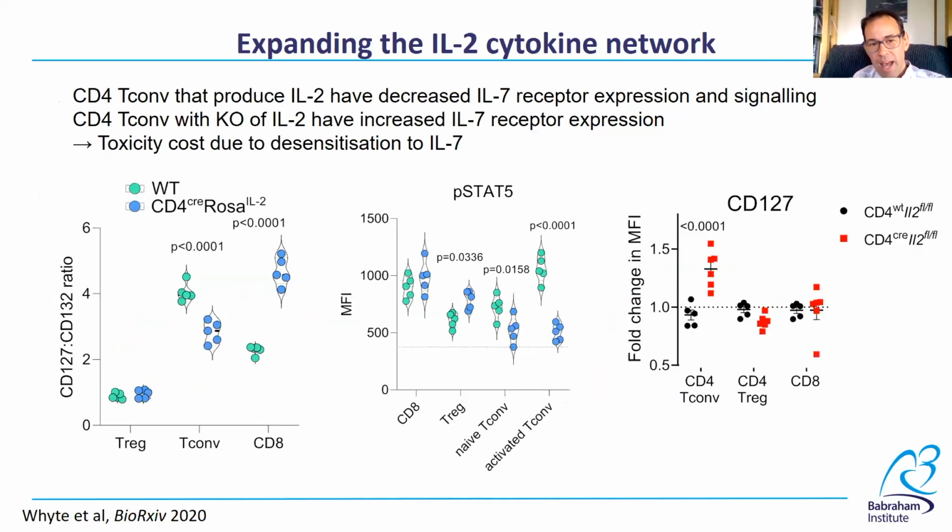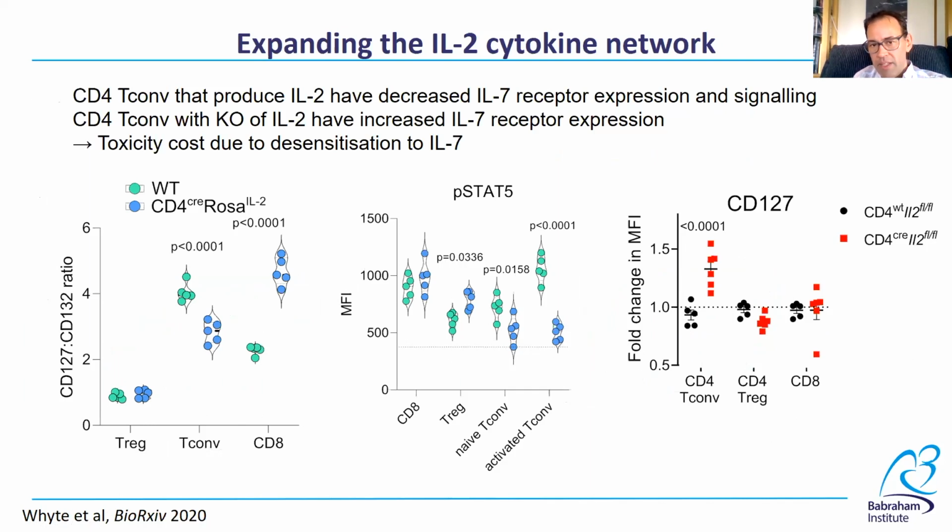So we wanted to work out what's happening with this. Why don't CD4 T cells, in particular CD4 T conventional cells, like making IL-2? They should at least be neutral to it, even if they can just ignore it. But instead, it actually seems to have a toxic effect on production.